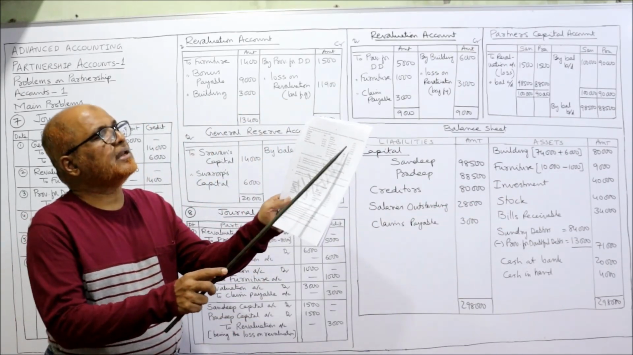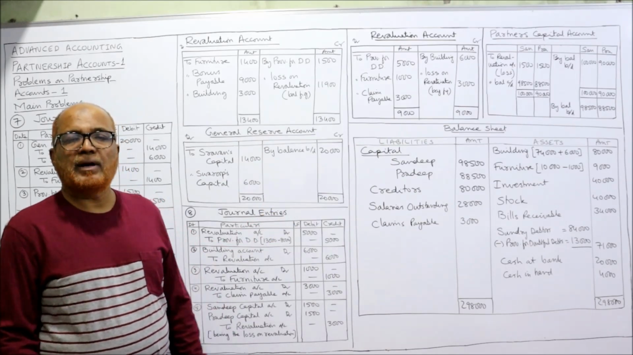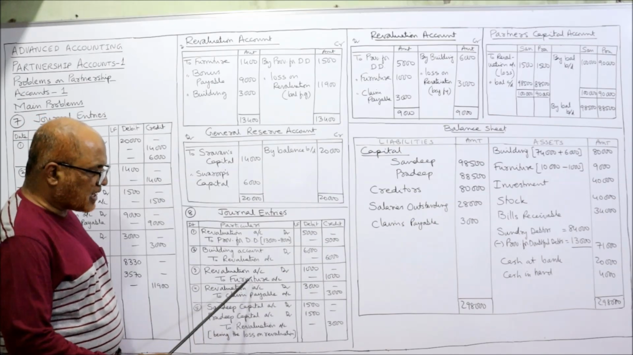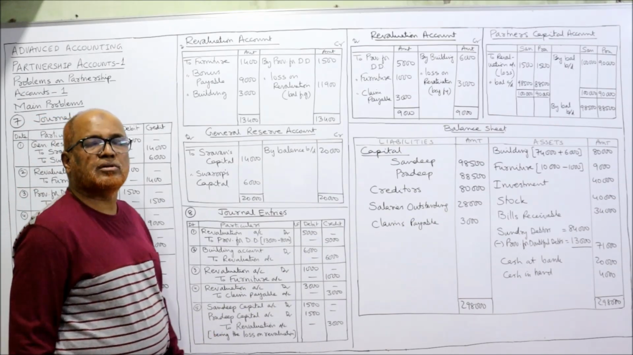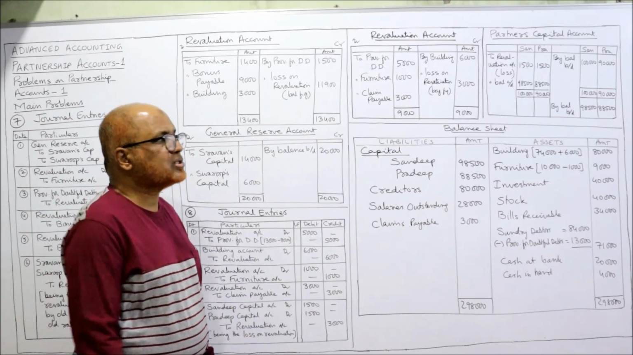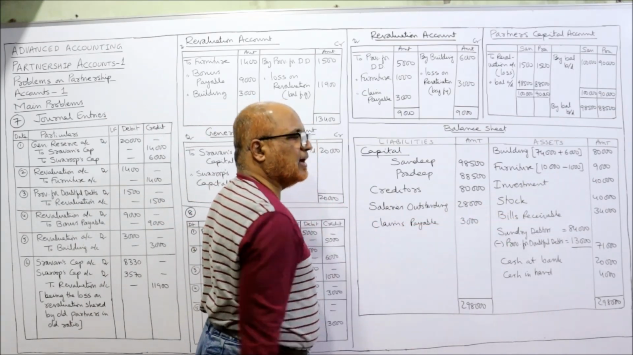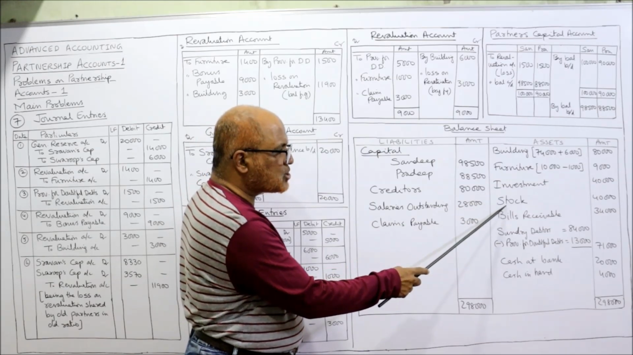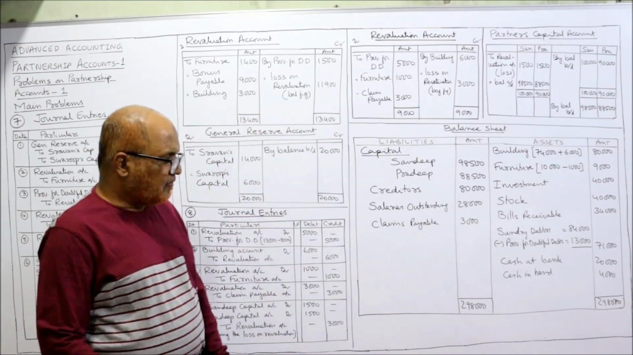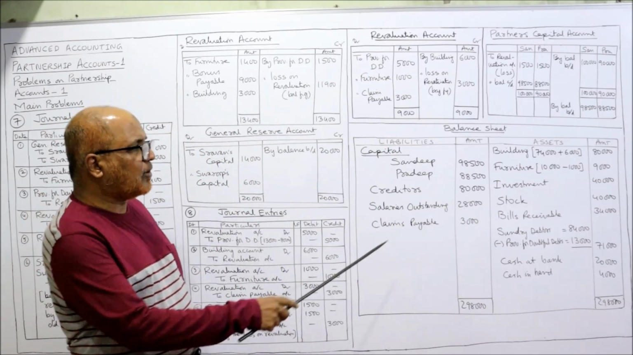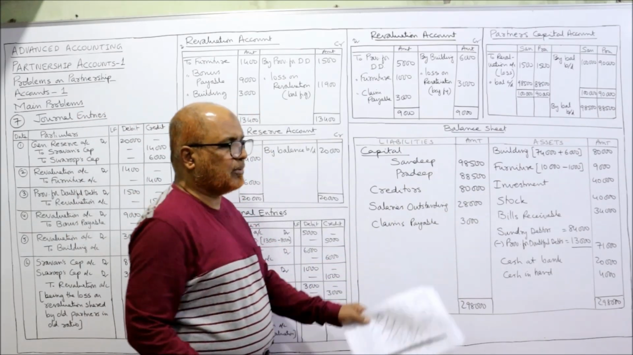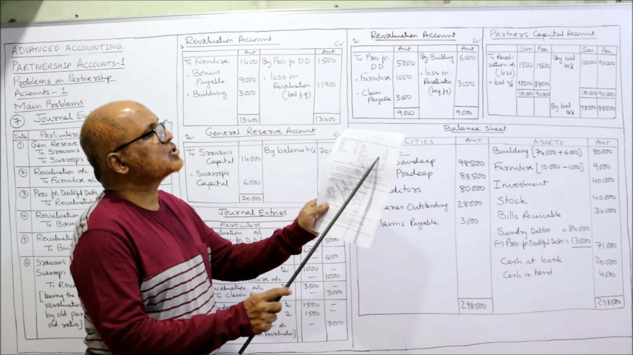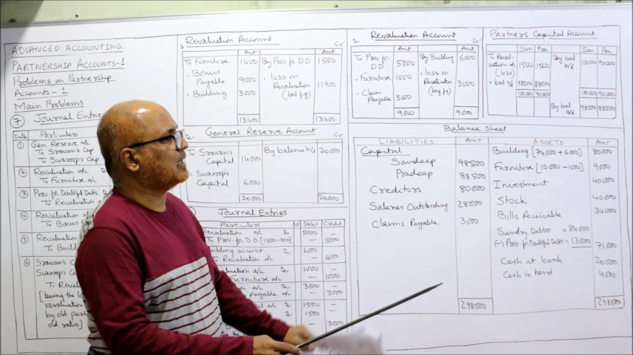Furniture value in the balance sheet was 10,000. But we have decreased the value of furniture by 1,000. We have credited furniture account by 1,000. So 10,000 minus 1,000, 9,000 is the value of furniture. No adjustment regarding investment, stock, bills receivable. We have not passed any entry for investment, stock, bills receivable. Same balance sheet values. Investment 40,000, stock 40,000, bills receivable 34,000.